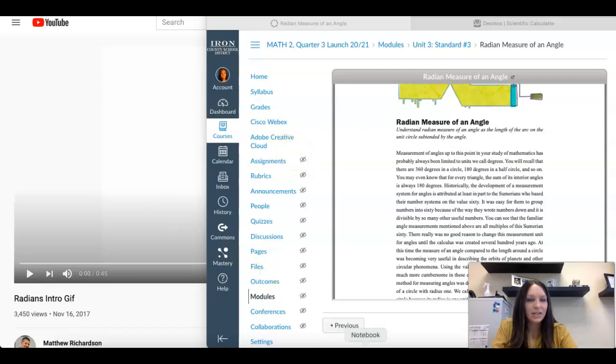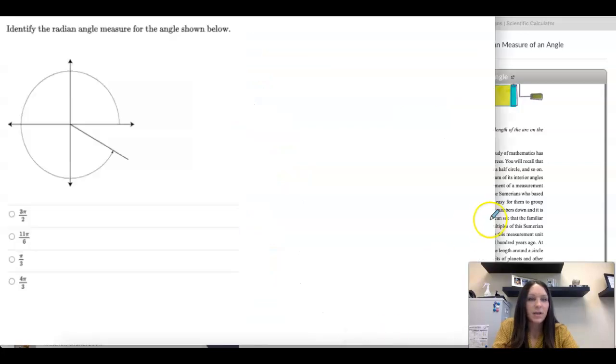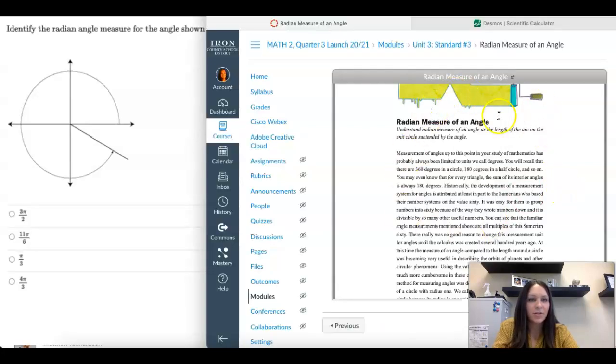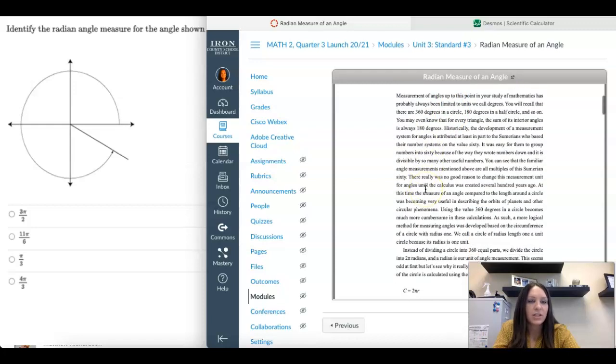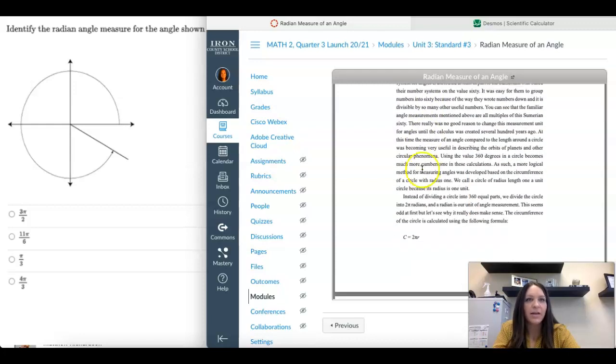Hey guys, so this section we're talking about radians. I have up here the section with the notes that explains radians. A radian is just a measure. It's using the radius, which is why it's called a radian, to measure angles. And it's just a different way to write things using pi.